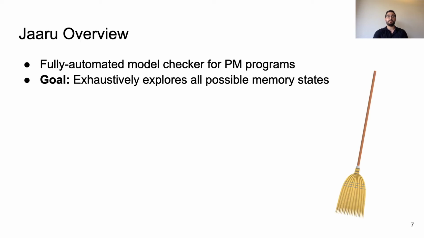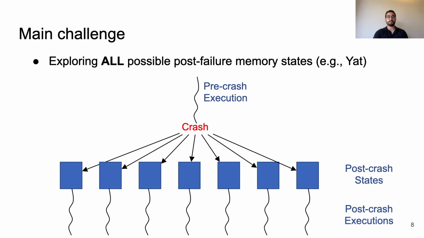Based on this need, we implemented Jaaru, a fully automated model checker for persistent memory programs. Jaaru has the goal of exploring the post-crash executions for every post-crash state to find crash consistency bugs in the program. However, developing such a model checker is very challenging in practice.